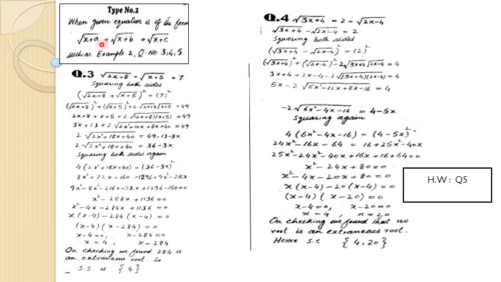Now type number 1, which is given in the question, is the form under root x plus a plus under root x plus b plus under root x plus c. Means 3 under roots are there, or we can say 2 under roots. So again, this is a very similar question from matrix. This is squaring both sides, again squaring both sides, and then you have the answer.